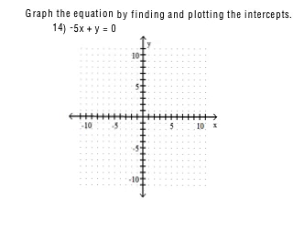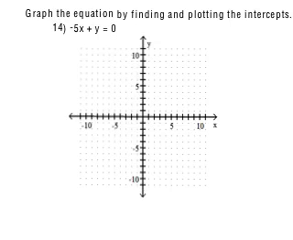Number 14, graph the equation by finding and plotting the intercepts. Okay, so to find the x-intercept, we stick in a 0 for y. To find the y-intercept, we stick in a 0 for x. Finding the intercepts is an easy way to plot. It's easier than making a table. Though sometimes you have to make a table anyway. So let's see what happens here.